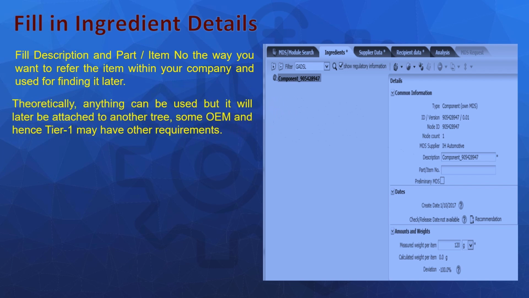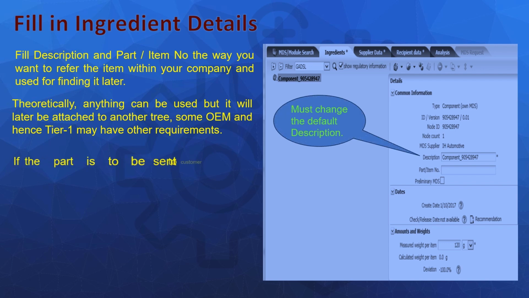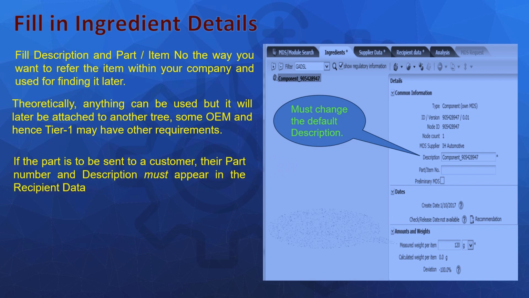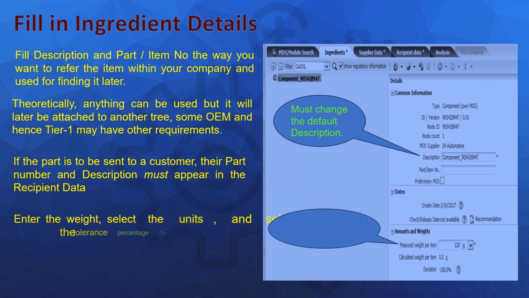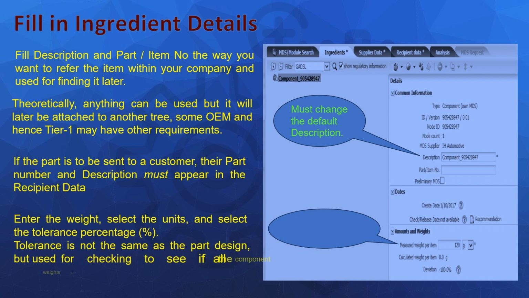If the part is to be sent to a customer, their part number and description must appear in the recipient data. Enter the weight, select the units, and select the tolerance percentage. Tolerance is not the same as the part design tolerance, but is used for checking to see if all the component weights sum correctly.